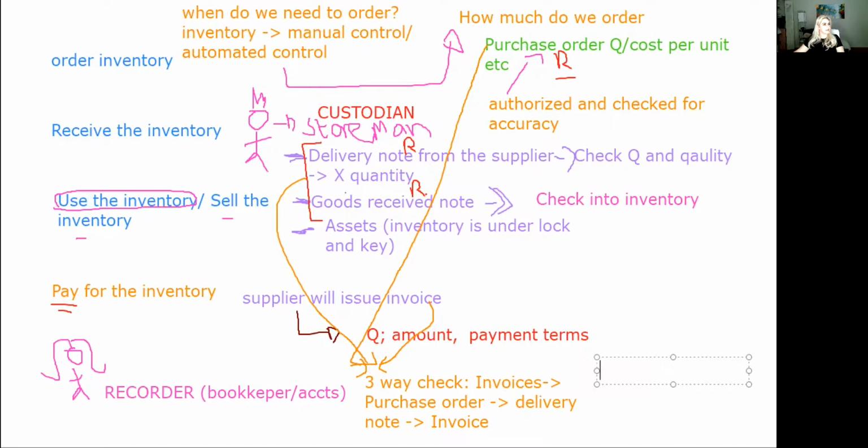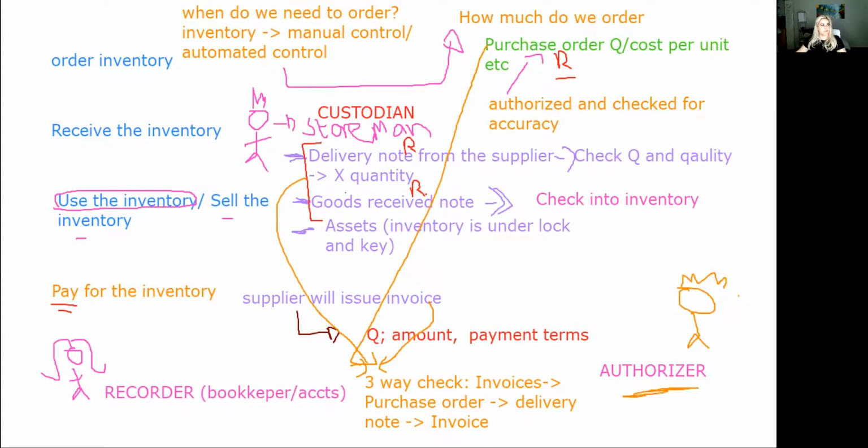Let's make this pink so we know it's another person. So they will go to the authorizer and request payment. Now, the authorizer can be the person signing the checks. It can be the person that releases any EFTs that are done. And also the authorizer will check as well.